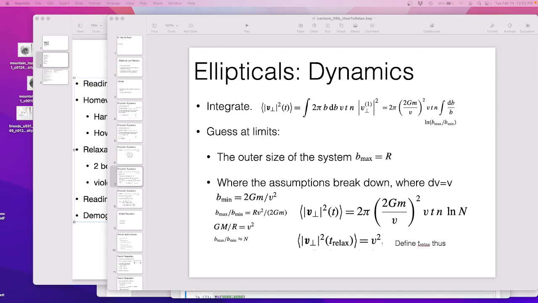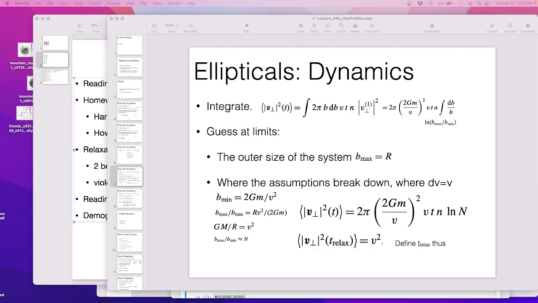So then we're left with the total amount of average delta v squared is then equal to 2 pi times 2G little m over v squared v t and log of N. So this is the length of the cylinder, this is what's going on inside, and the radius of the cylinder, and that's just the log of the number that we got from waving our hands.